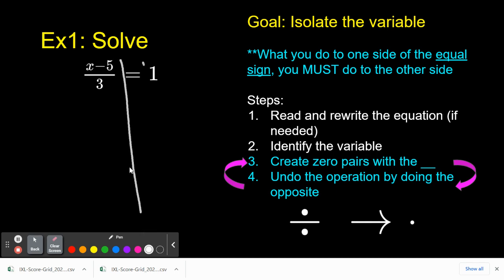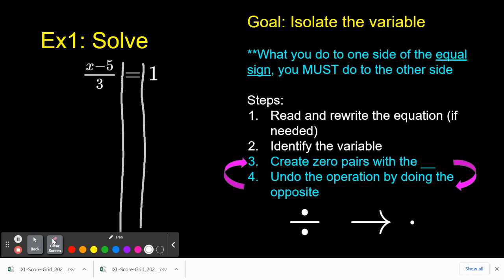All right. We're going to separate the sides. I don't like my lines there. Let's try it again. There we go. Okay, so let's go ahead and read this. This is the quantity of x minus 5, all divided by 3 is equal to 1. Okay, so everything up here is divided by 3.